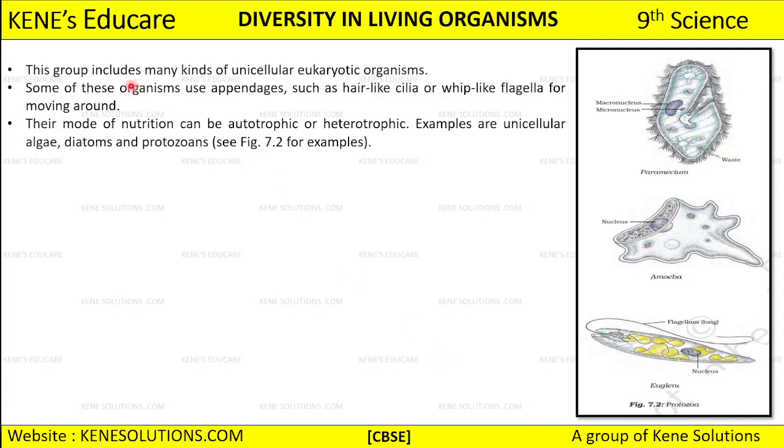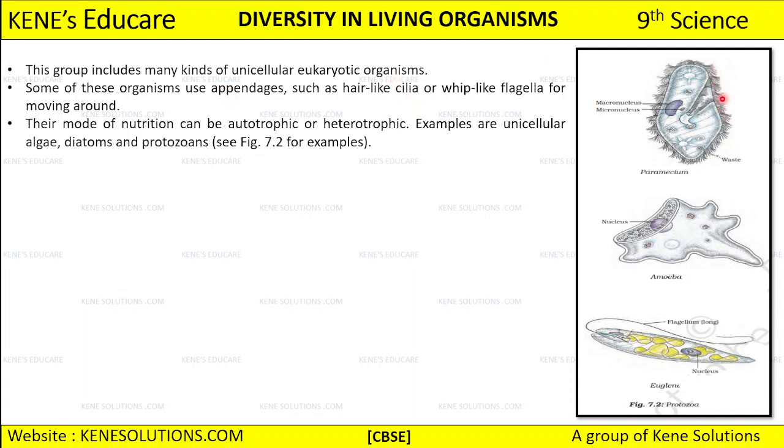So kingdom Protista, this group, includes many kinds of unicellular eukaryotic organisms. Okay, so some of these organisms are even going to use appendages. Now what are appendages? Cilia and flagella. Now I hope that you are aware of what cilia and flagella are.